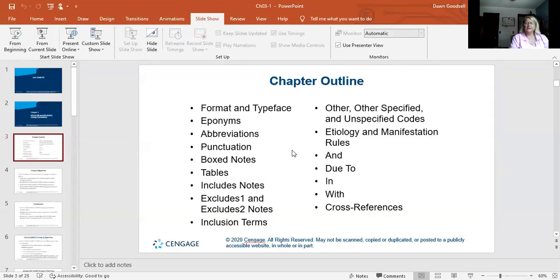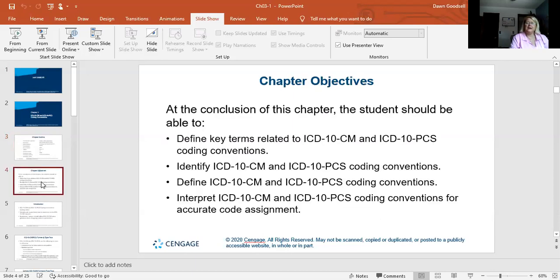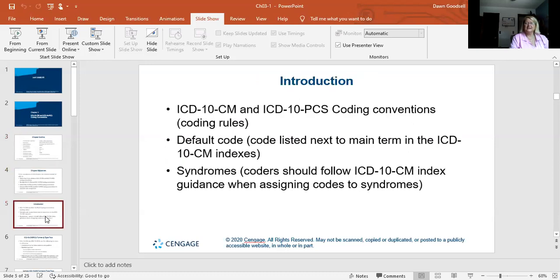Okay, so we're going to look at a lot of different ways of which to code, some definitions. We're going to be looking at the include and exclude notes in the tab sections, and looking at the "and," "due to" things, and the cross references, for example. This is just the format frame on how to actually use the book, which is really important information. I'm going to pass on the objectives.